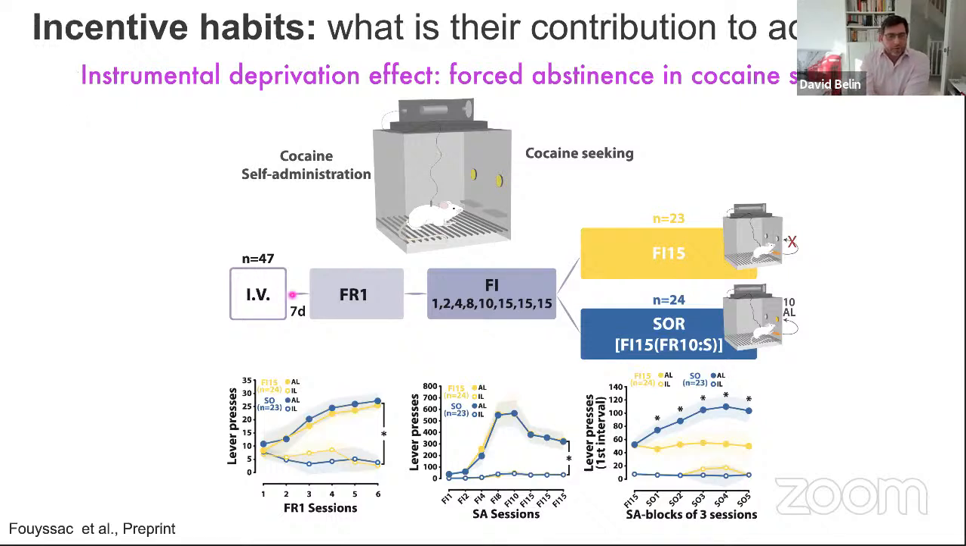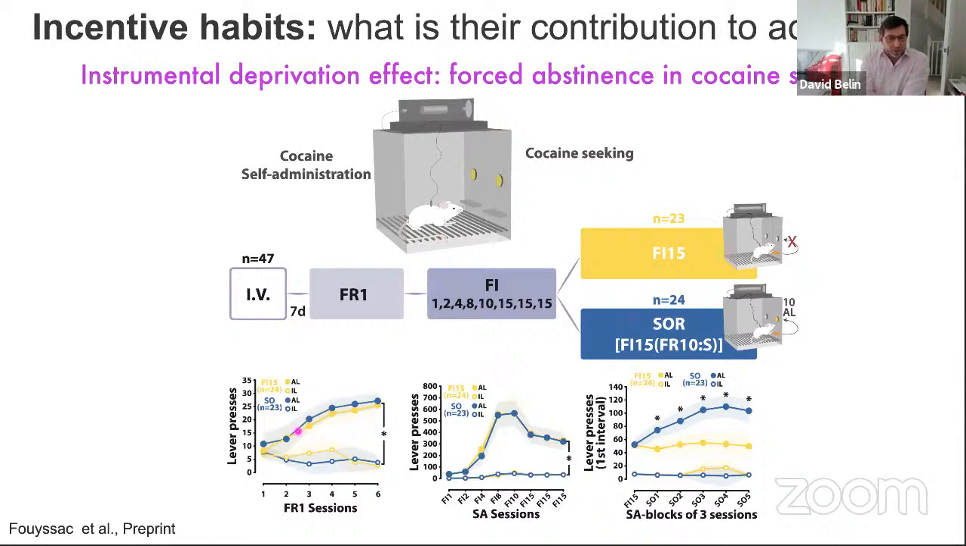We train rats initially to self-administer cocaine under fixed ratio 1 schedules, so continuous reinforcement. Then we train them to seek cocaine under fixed interval schedules of reinforcement of increasing duration. Then animals were trained under either the habit condition, FI 15, or the incentive habit condition, the second order schedule of reinforcement, whereby every 10 lever presses they have the presentation of the cue, and they only have the drug if they press once the 15-minute interval has elapsed.